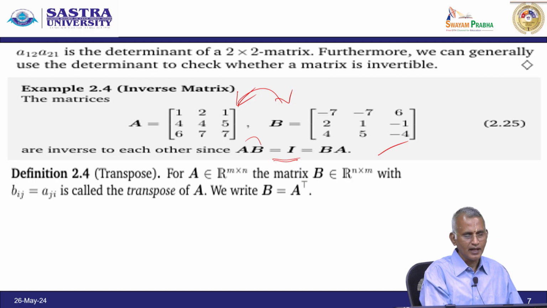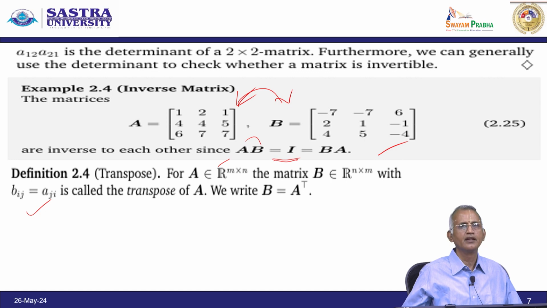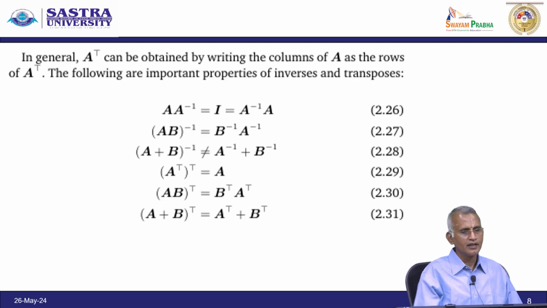Next definition is a transpose. Transpose is nothing but changing rows to columns and columns to rows. Let A in R^(m×n) be a matrix and B in R^(n×m) another matrix. If Bij and Aji are equal, B is called the transpose of A, and we write B equal to A transpose. In general, A transpose can be obtained by writing the columns of A as the rows of A transpose.